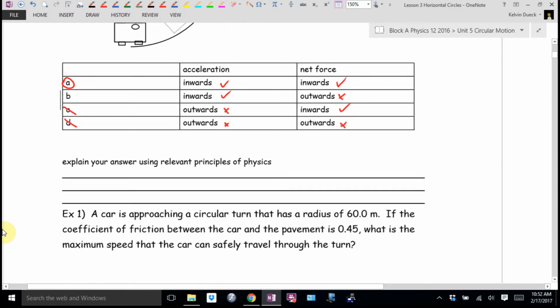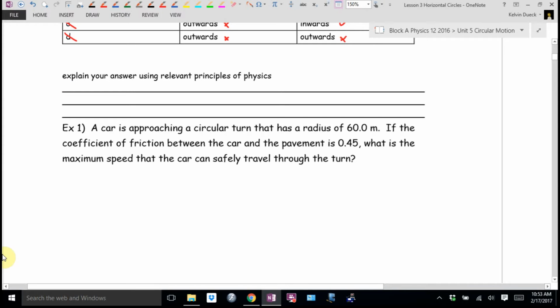It says, explain your answer using relevant principles of physics. Well, really, the reason the force is towards the center is because the acceleration is towards the center. Why is the acceleration towards the center? We actually, two lessons ago, did some vector subtraction to prove it. But an easier, more intuitive way: I've taught you starting last year that our bodies are backwards accelerometers. We feel acceleration backwards. So, if you go around a corner and you feel like you're getting pushed outwards, which way are you accelerating? Inwards.